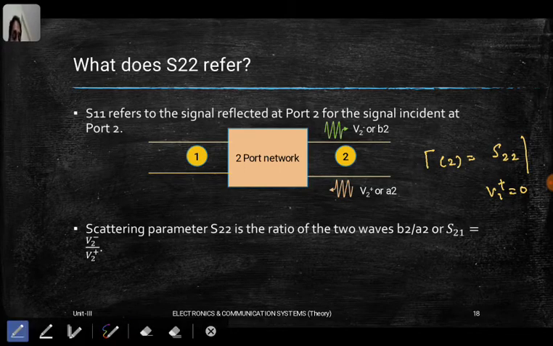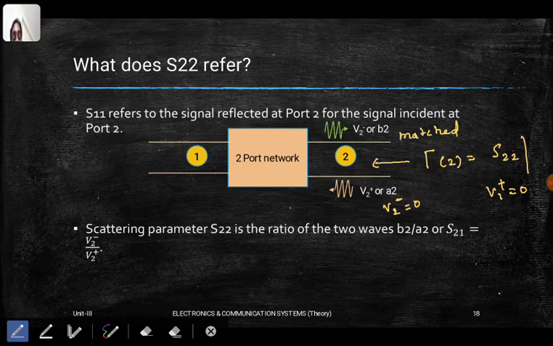So here, if this port is perfectly matched, it means that there is no reflection from this port to here. So V2 plus is the incident. So what is the reflection from this port? Sorry, here there is no reflection. V2 minus is supposed to be 0. And V2 plus is supposed to be any quantity.